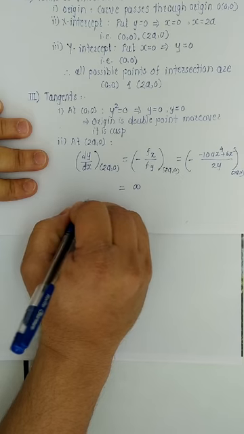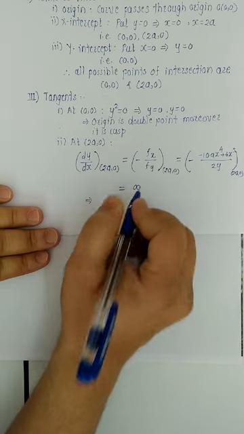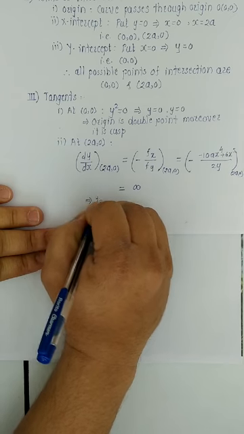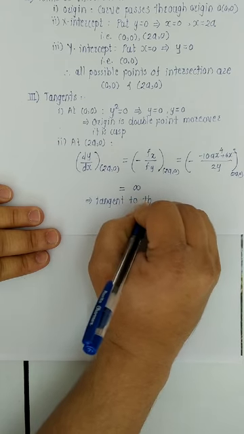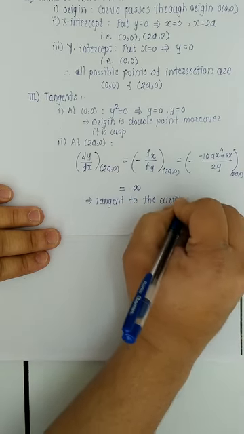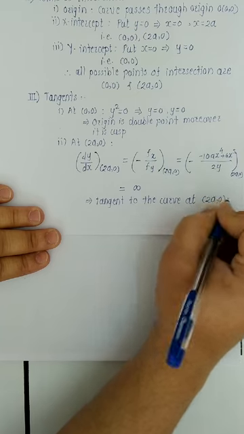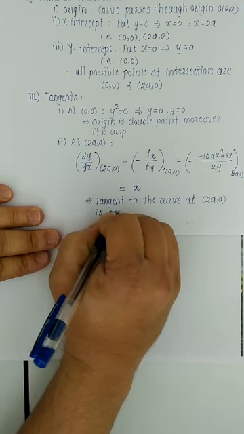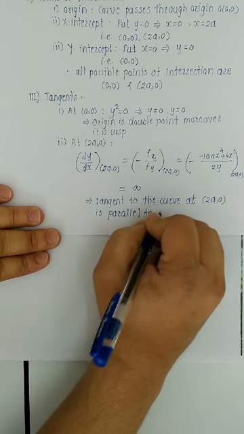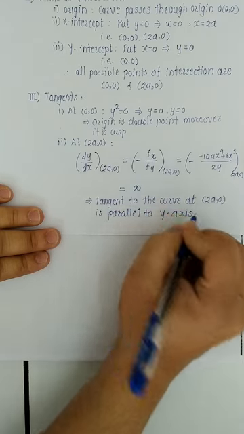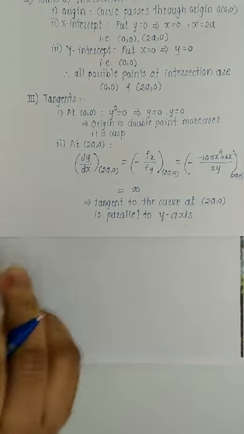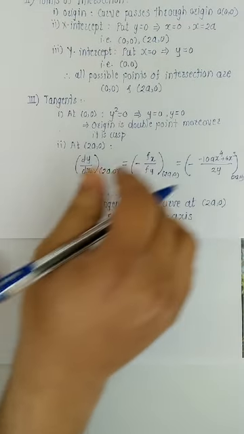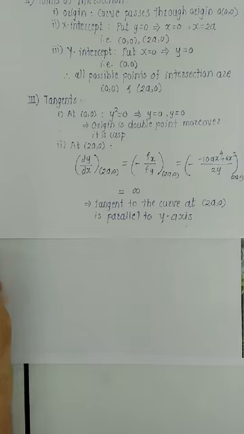Then what is our conclusion? As we got the value of slope equal to infinity, this implies the tangent to the curve at 2a comma 0 is parallel to the y-axis. So this is about tangents. At both the points of intersection, we got the tangents to the curve.